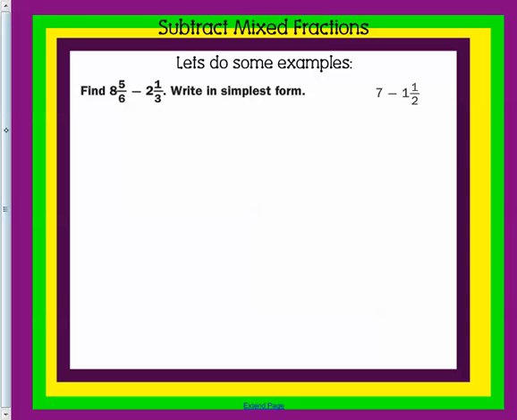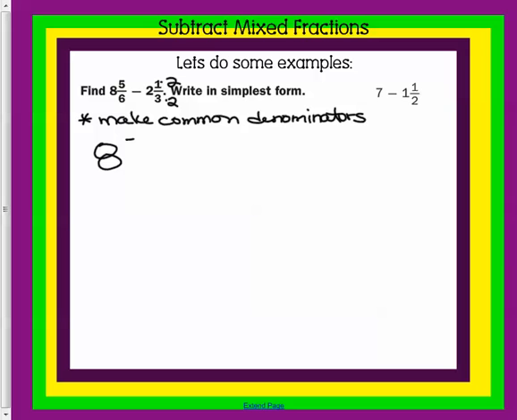Let's do some examples of mixed fractions. Okay, so in this example, we've got whole numbers and fractions. Step 1, make common denominators. So bring down your 8, and I can see that 3 is half of 6. So if I multiply 3 times 2, I get 6. If you need to write out your multiples, you can. So I get 2 on top and 6 on the bottom.